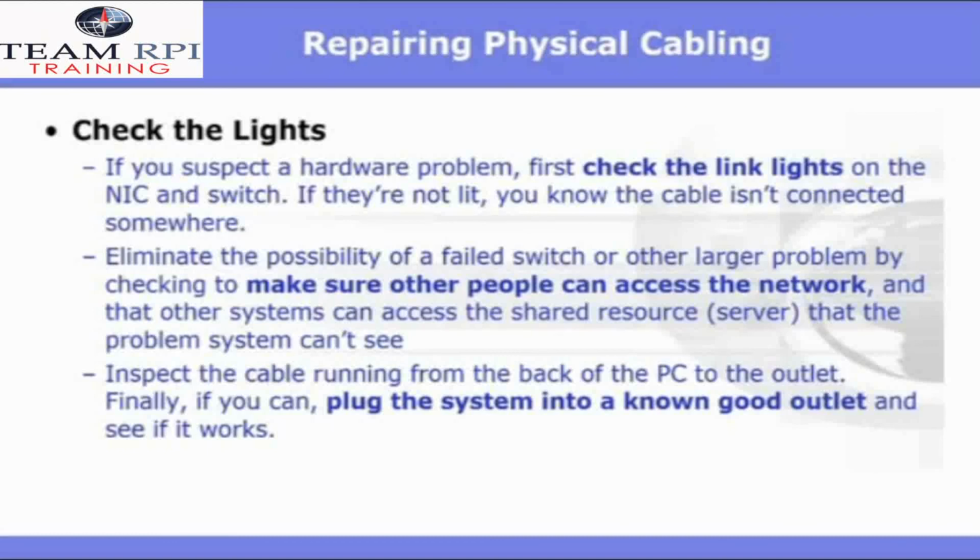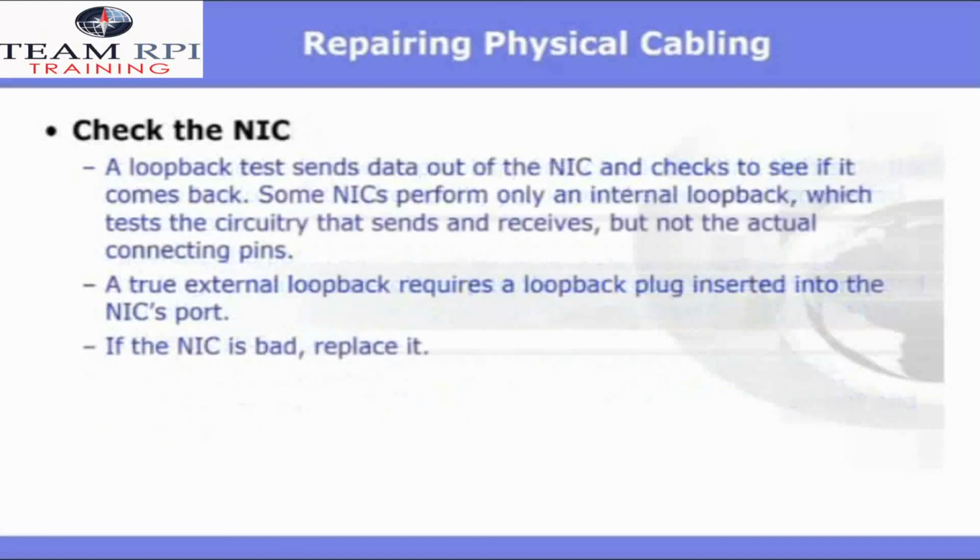Next, if you've verified that the cable is plugged in and the NIC isn't disabled, check the link lights. If there's activity or you see the lights blinking, then it's a different problem. Perhaps you have a failed switch or failed switch port. One way to identify that is to see if other people can access the network. And then lastly, if all of that fails, plug the system into a known good outlet and see if that solves the problem. It might actually be the switch port in the wall.